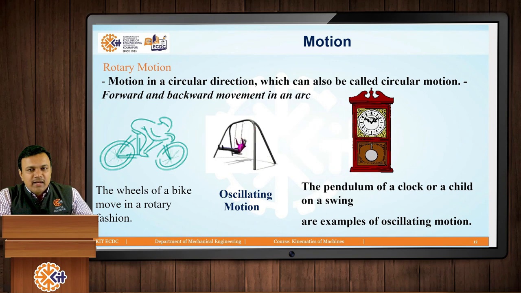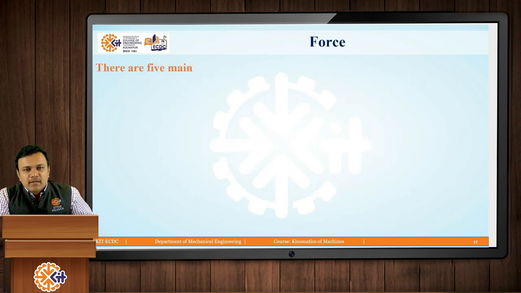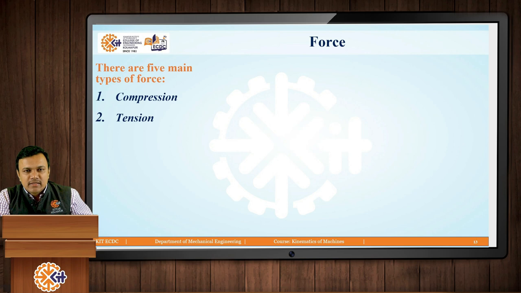And also the pendulum of a clock or a child on a swing is an example of oscillatory motion. What causes that motion is nothing but force. That's why it is very important to study forces. There are five main types of forces. First is compression, second is tension, third is shear, fourth is bending, and fifth is torsion.